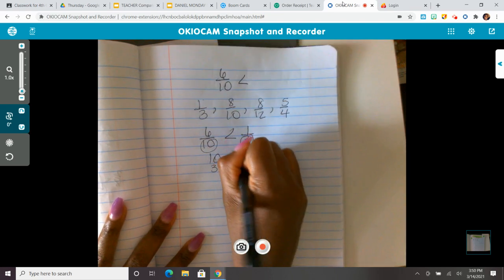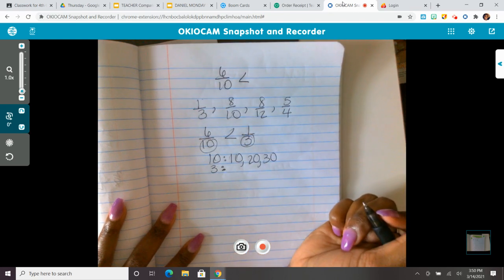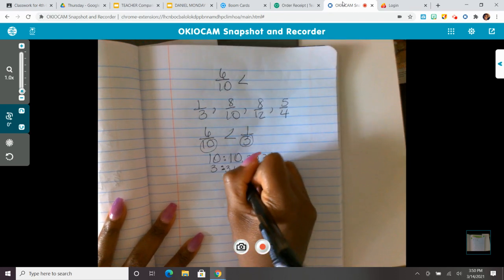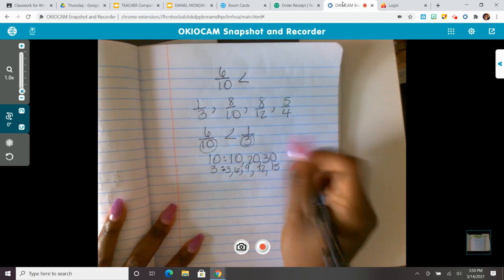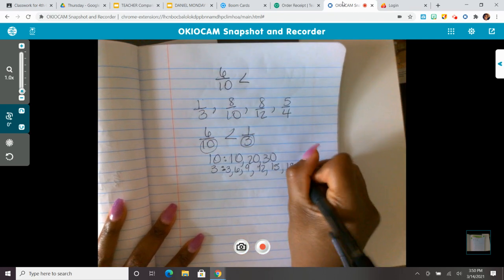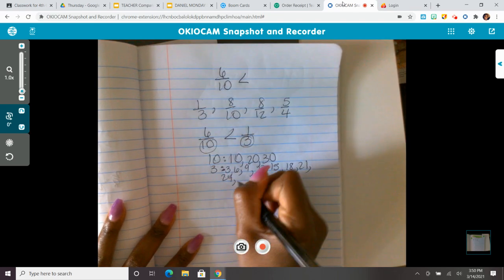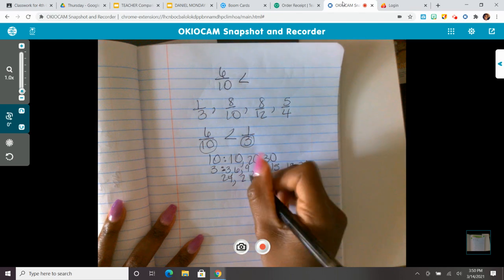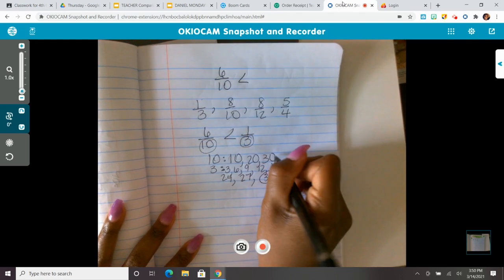Let's see. 10, 20, 30. What do you think they're going to share? 3, 6, 9, 12, 15, 18, 21, 24, 27, and 30. So they're going to share 30.